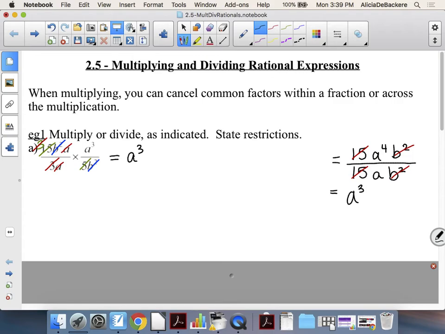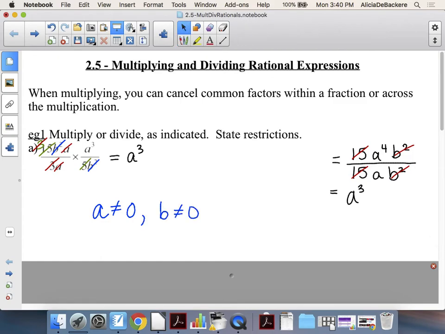So my two strategies then are to multiply and then cancel, that's what I did the first time, or to cancel and then multiply what's left over. In both of these cases, I need to consider the restrictions as they were in the first denominators. So my very first denominator was 3 times a. So of course a cannot equal 0, or that first denominator would equal 0. And in the second denominator, 5 times b squared, b cannot equal 0. So I have two restrictions. You can write it like that, or you can write a comma b does not equal 0.